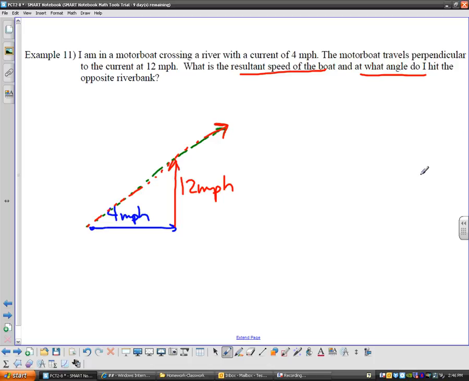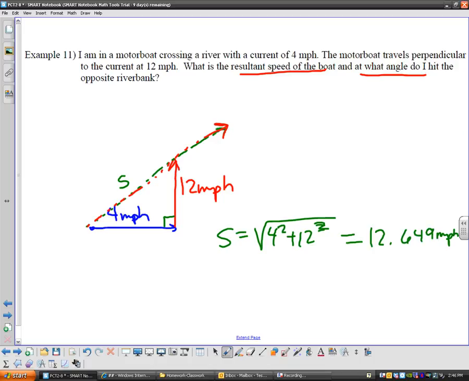So we need to find this as our resultant vector. So we know that they're perpendicular. So to find the speed, we can call it S. We've got the square root of 4 squared plus 12 squared. So that equals about 12.649 miles per hour. And then to find the angle you hit the riverbank, that's going to be this angle here.